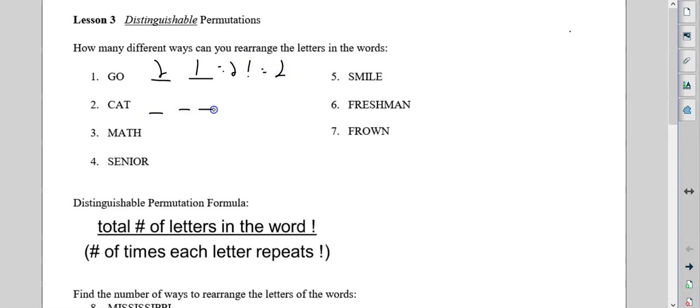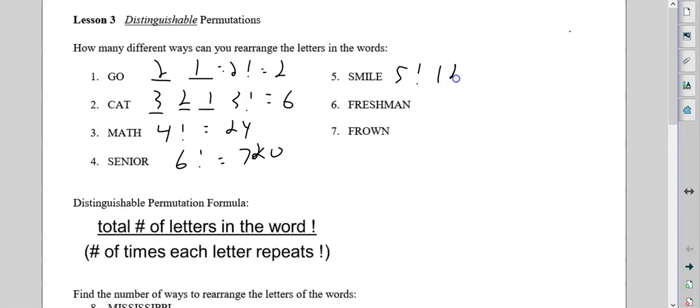Here we have 3 slots. So we have 3, 2, 1. Again, that's 3 factorial, which equals 6. I think you can see where it's going. So this is 4 factorial, which is 24. Senior is 6 factorial, 6 slots, 720. Smile has 5 slots, so 120. Freshman, that's a big one, 8 letters, 8 factorial, 8 slots. 40,320, and frown, also 5, so that's 120.